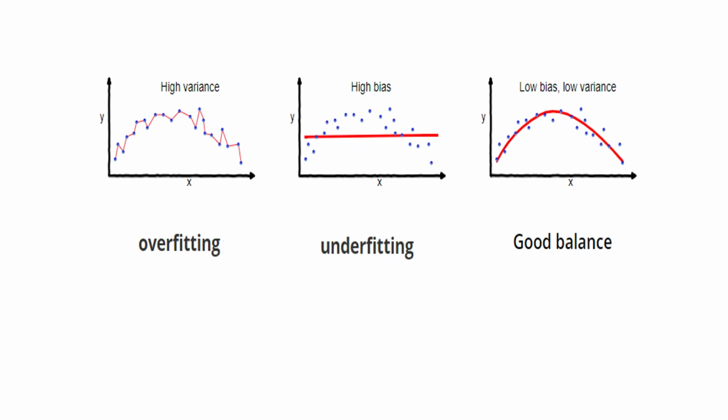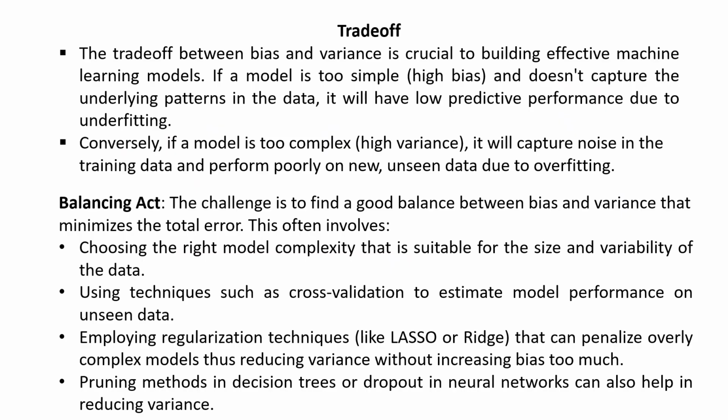For a good balance, you should get a U curve. So you should have low bias and low variance. Everything should be low. If it is low, then you can get properly balanced predictions, and the algorithm will be good.